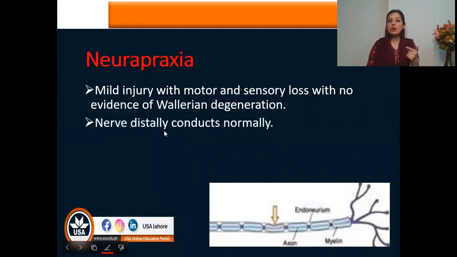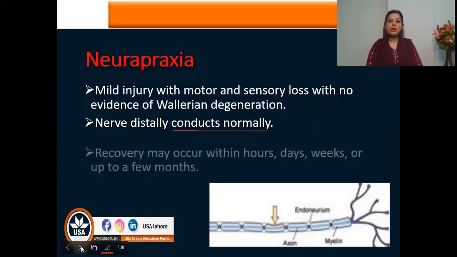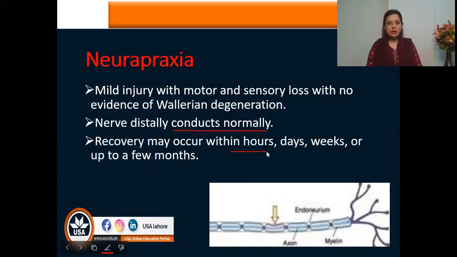And the nerve conducts normally. The nerve is normal and is going to conduct impulses as usual. And recovery may occur within an hour, days, weeks, and up to even a few months.